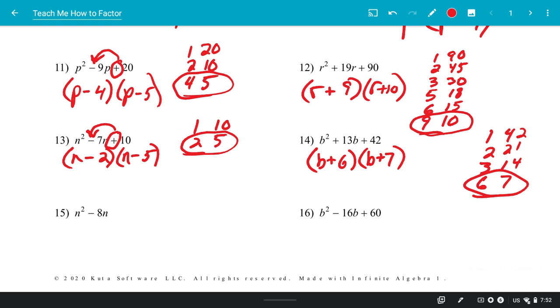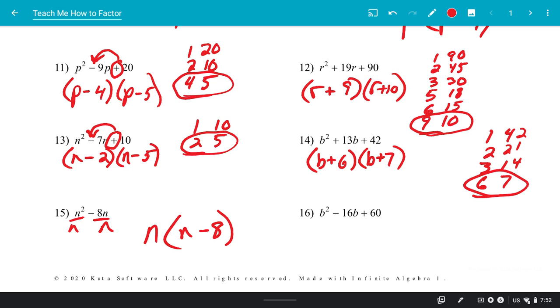Number 15, is there a GCF? Why, yes, there is. Again, notice there's a variable in every term here, so I can pull out that variable. Pull out an n. N squared divided by n is n, and negative 8n divided by n is a negative 8.